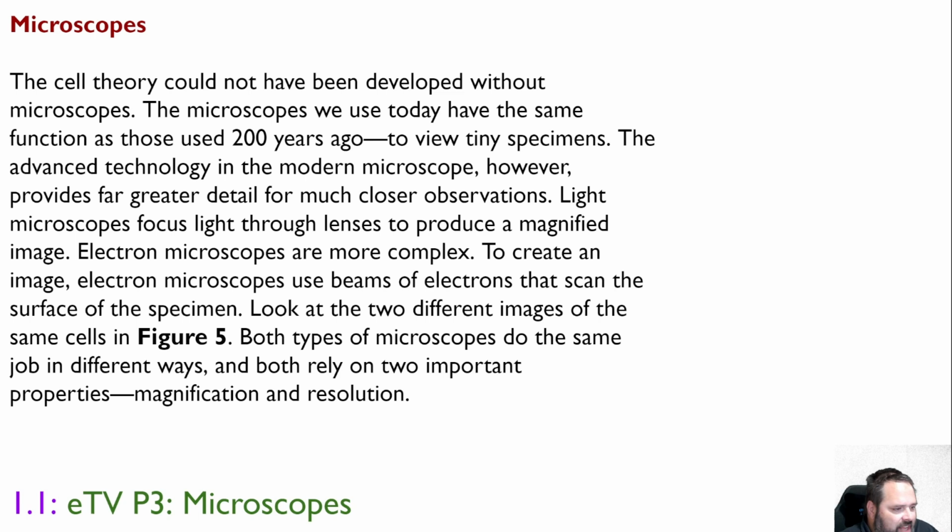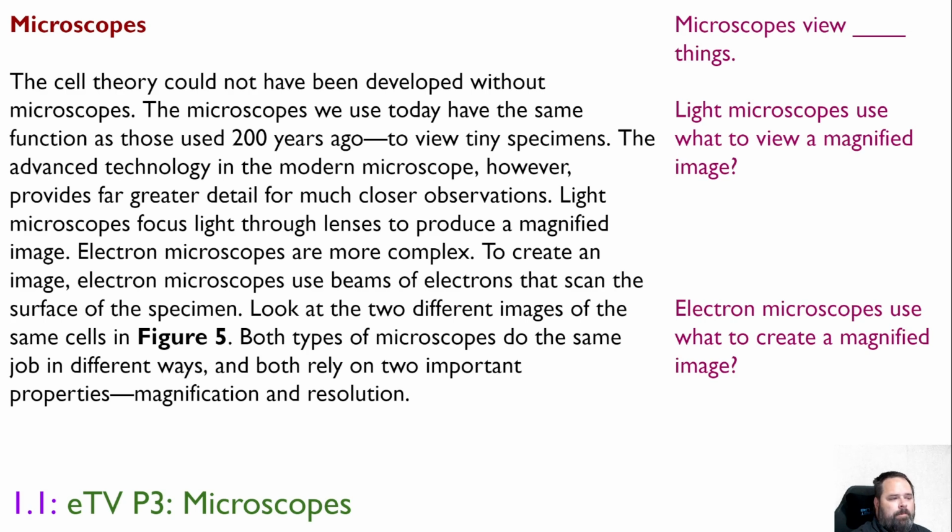Look at the different images of the same cells in Figure 5. Both of the microscopes do the same job in different ways, but rely on two important properties: magnification and resolution. From this paragraph, we want to answer the following questions. Microscopes view blank things. Light microscopes use what to view magnified images? And the third question you should answer from this paragraph is, electron microscopes use what to create a magnified image?